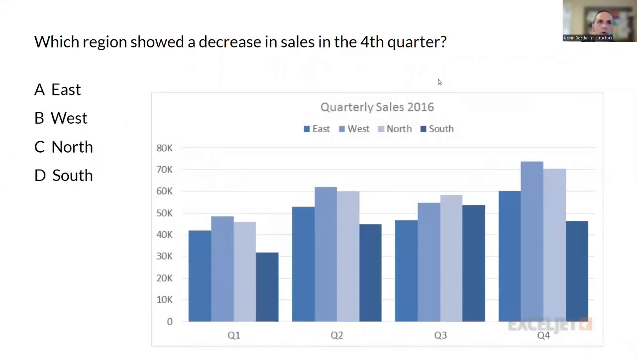Which region showed a decrease in sales in the fourth quarter? This is a little bit tricky. Take a crack at it, pause the video, work on your solution, and return to see if you got the right answer.